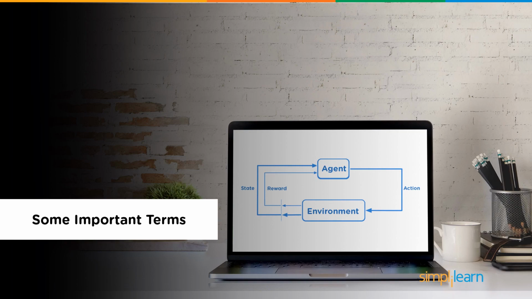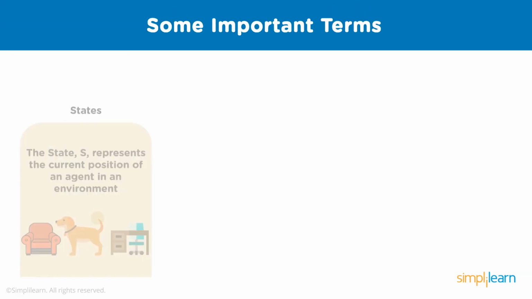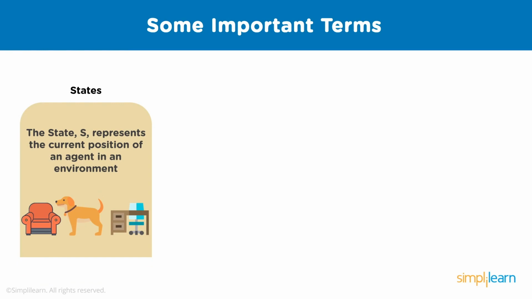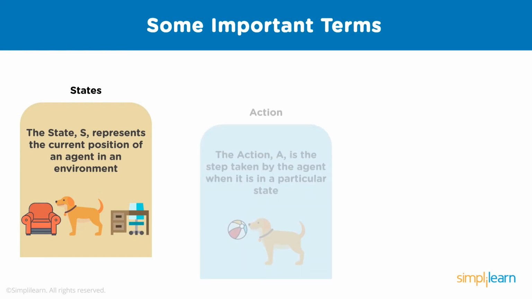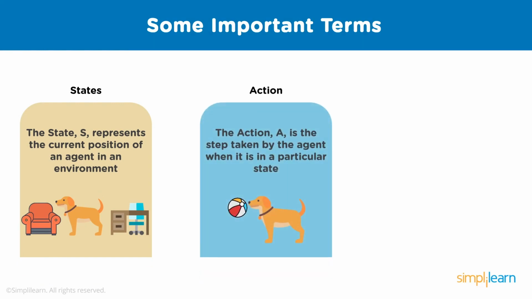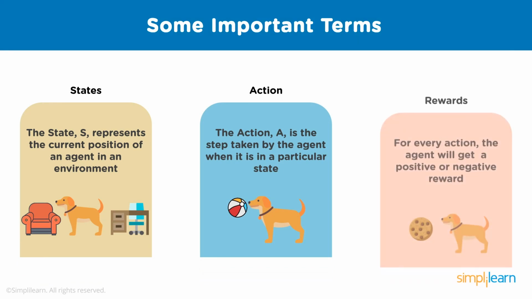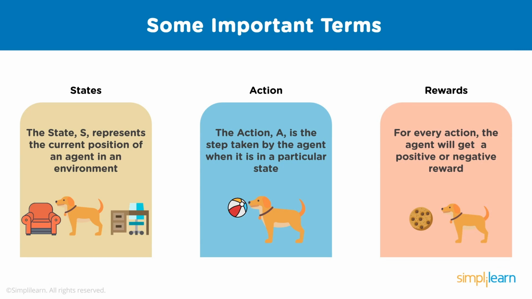We have states. The state S represents the current position of an agent in an environment. The action A is the step taken by the agent when it is in a particular state. Rewards: for every action, the agent will get a positive or negative reward. And again, when we talk about states, when you're using a Q table, you're not usually talking about float variables. You're talking about true, false. And we'll take a closer look at that in a second.